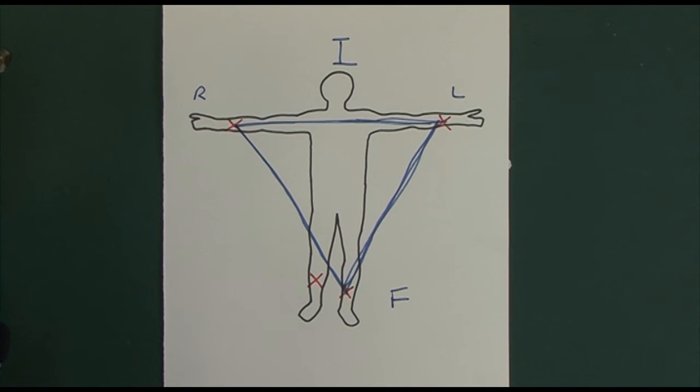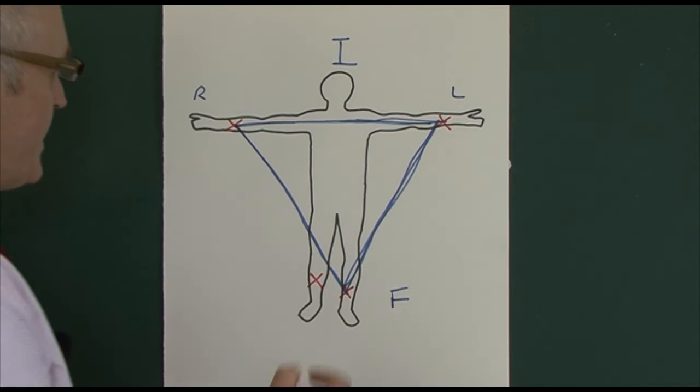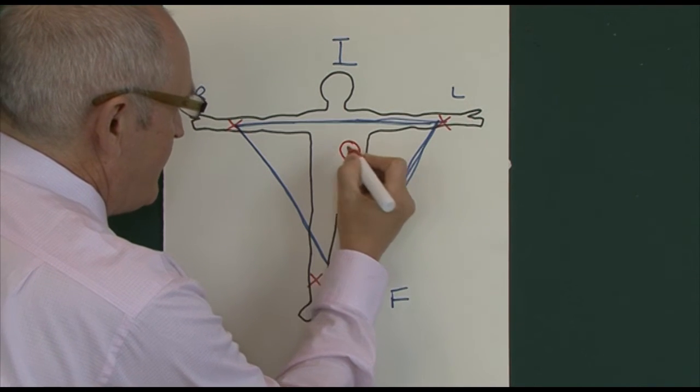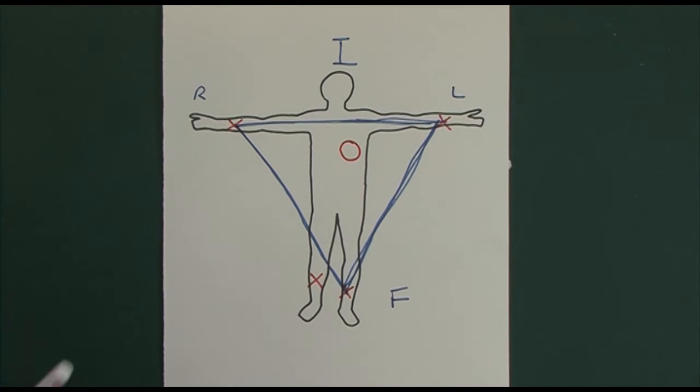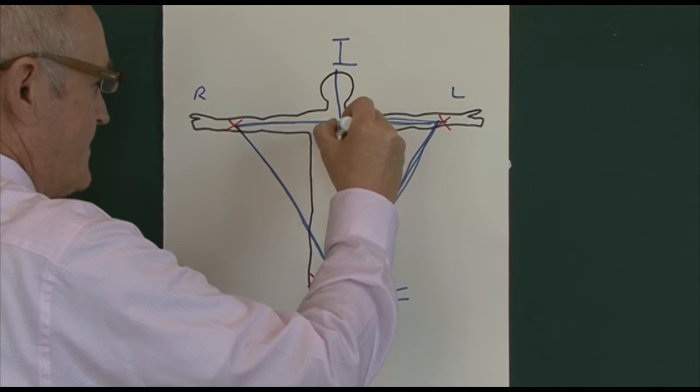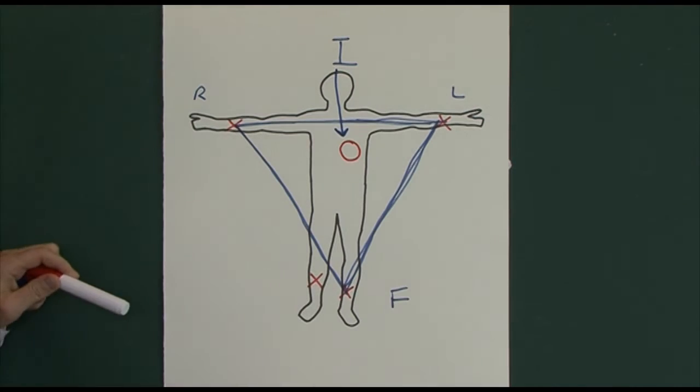And what this actually means is lead 1 is looking at the heart from on top. So if we think that the heart is about here, somewhere around there, then lead 1 is essentially looking at the heart from this direction. It's looking at it from on top. That's lead 1.